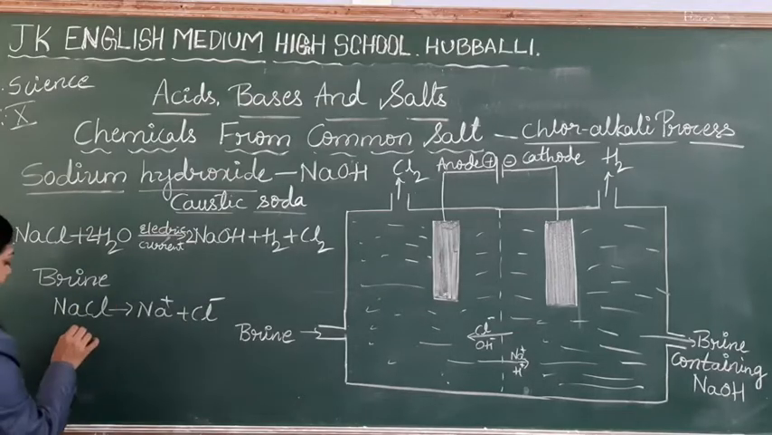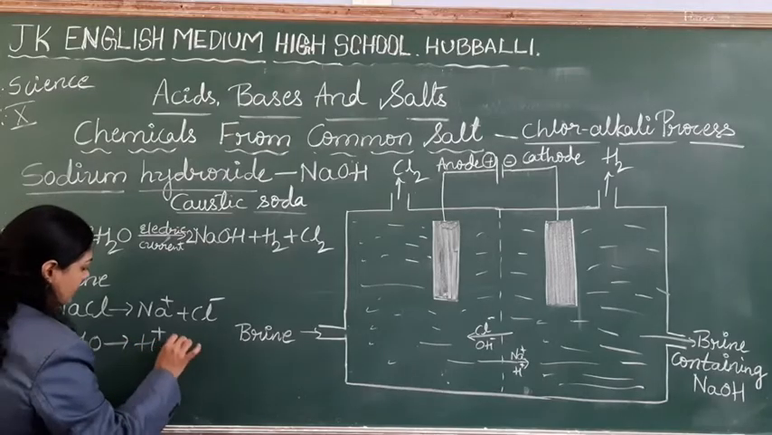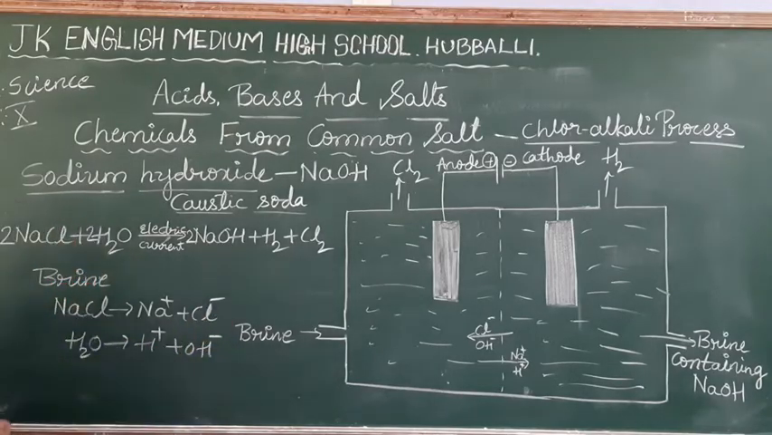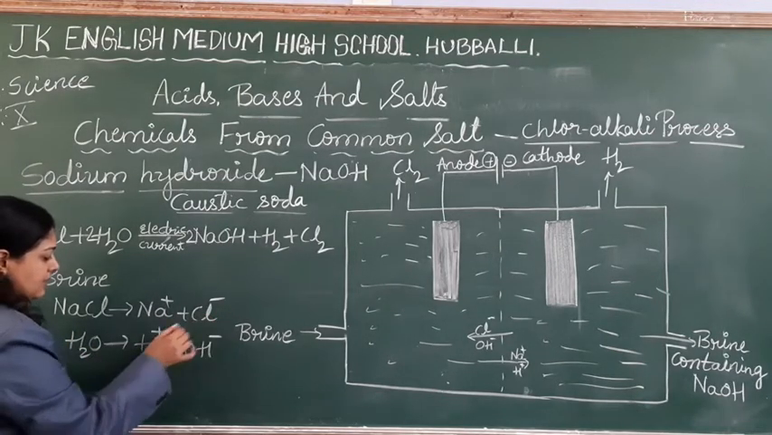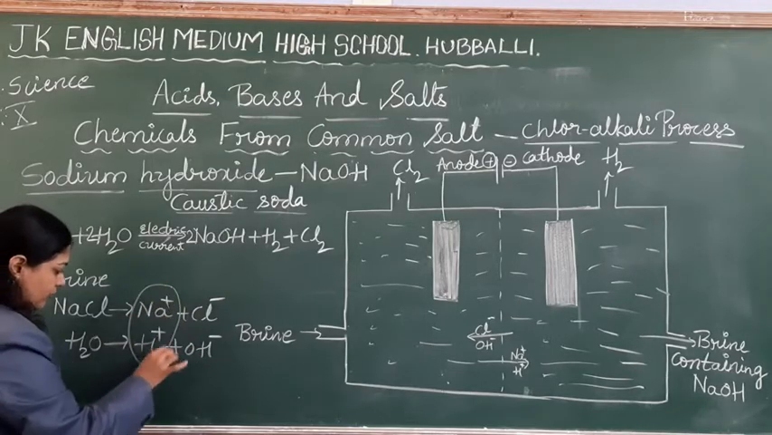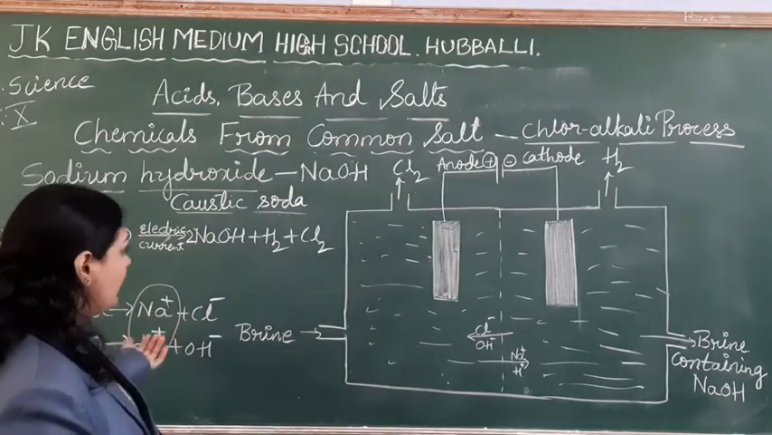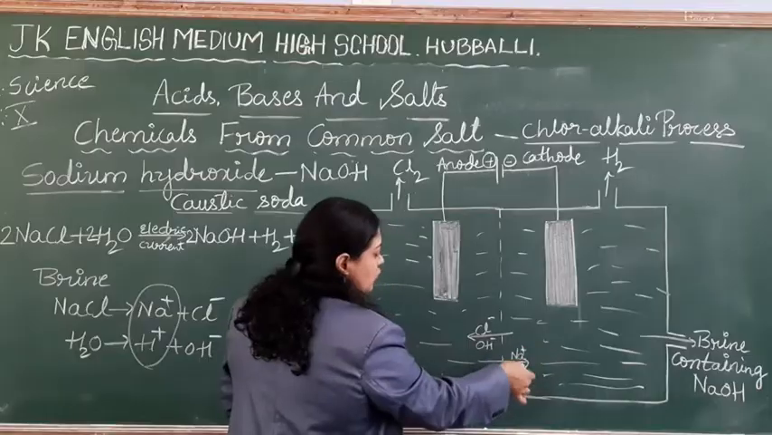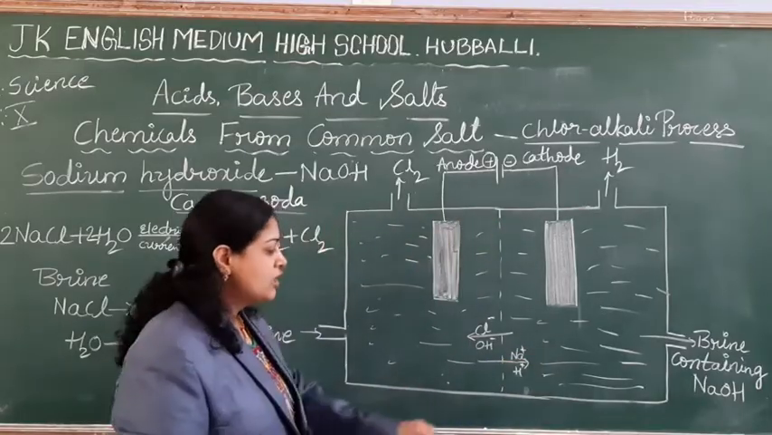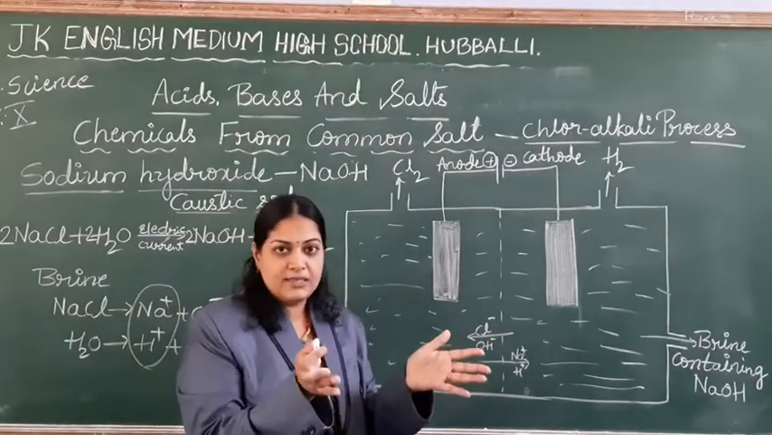Along with that, what you have is water, which will start dividing into H+ and OH-. Correct? Na+ and Cl-, H+ and OH-. So these two positive ions will start moving towards the negative electrode, because as you know, opposites attract. So Na+ and H+, there is ionization.